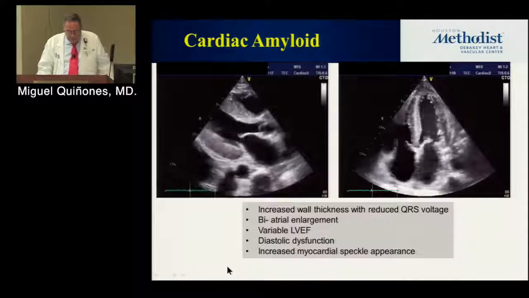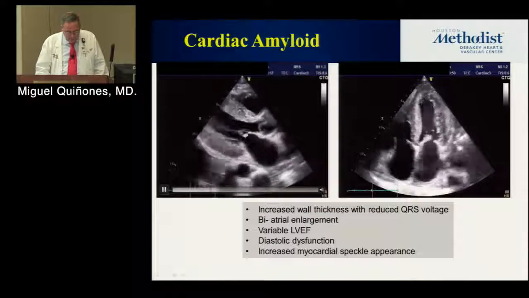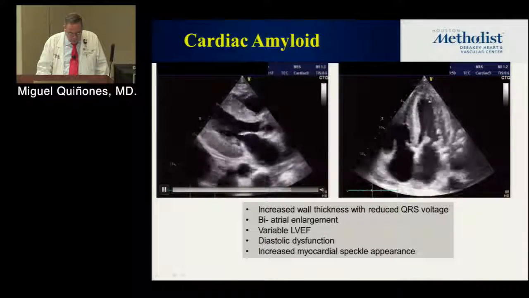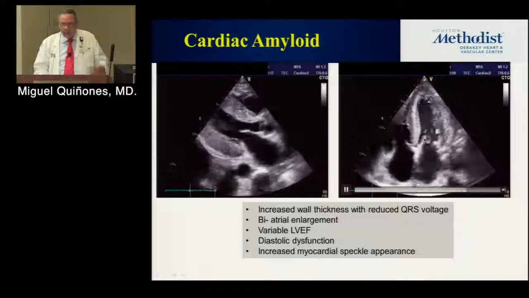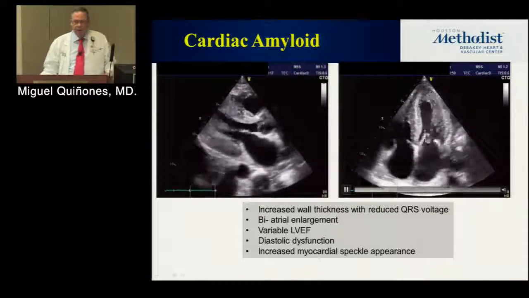So this is a typical amyloid. Looks like a renal patient with a lot of LVH, a lot of glistening of the myocardium, which you see beautifully in people with end-stage renal disease.